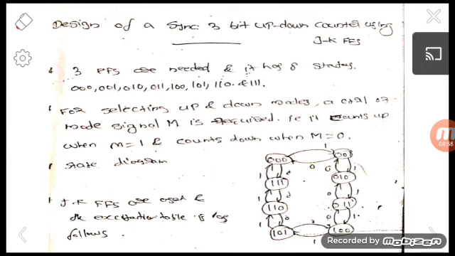That's the condition we are taking here, and we have to draw the state diagram. The state diagram is such that we start from 0 0 0. So when M is 1, we write it as 1.